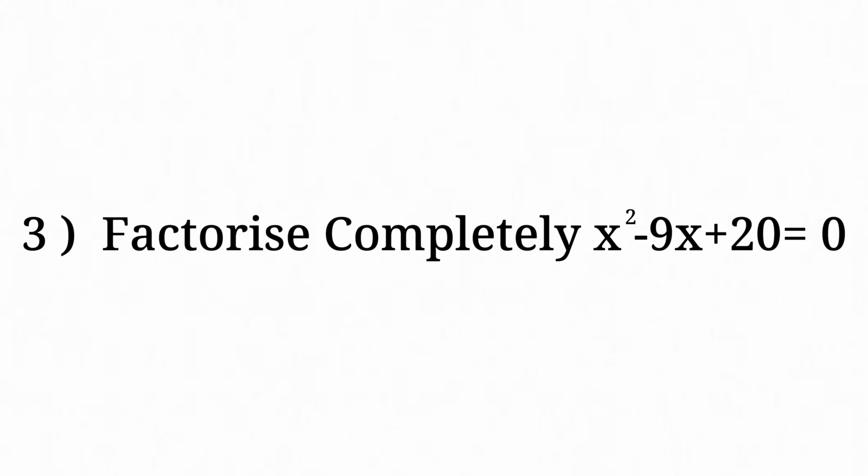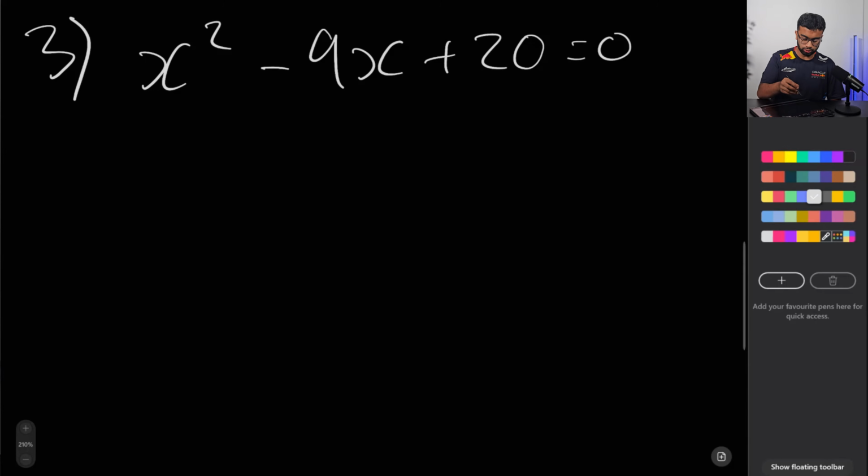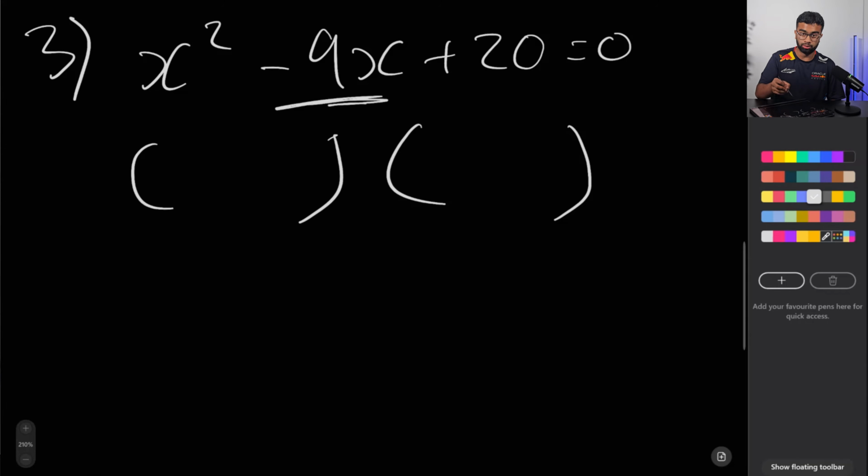Question 3 asks us to factorize completely x squared minus 9x plus 20 equals 0. So what we want to do is, in our two brackets, the two numbers on the sides should add up to give us minus 9 and multiply to give us 20. And because we have x squared at the beginning, we know that our first two terms will just be x. Then we need to see which numbers add up to give us minus 9 and multiply to give us 20.